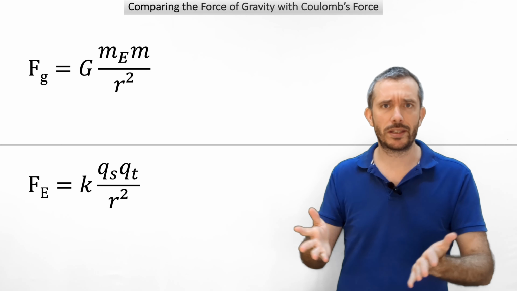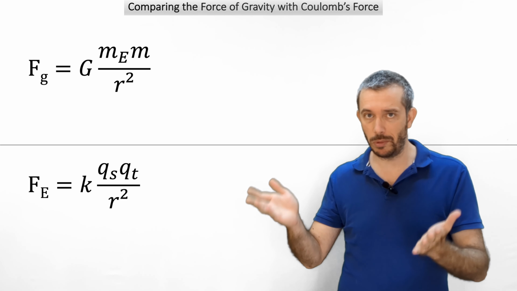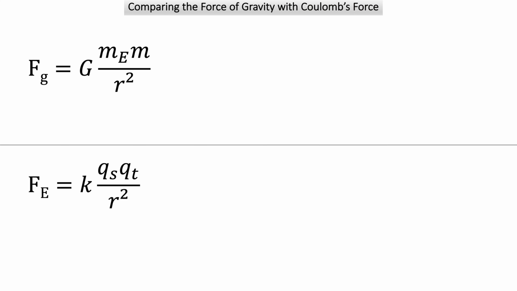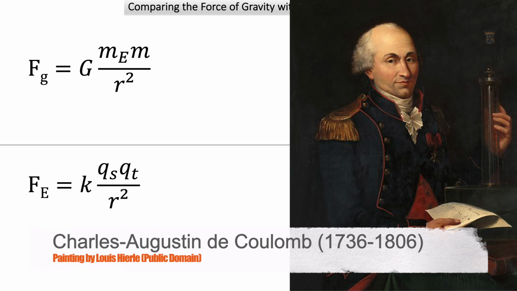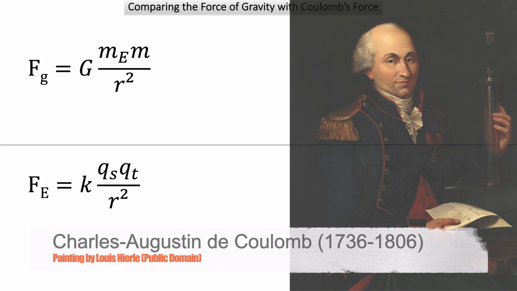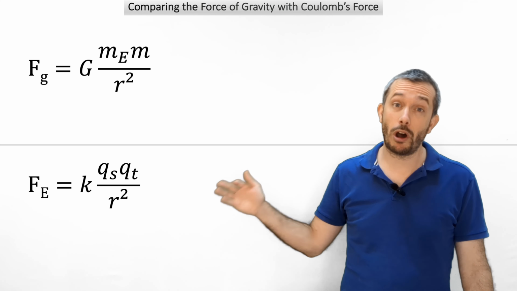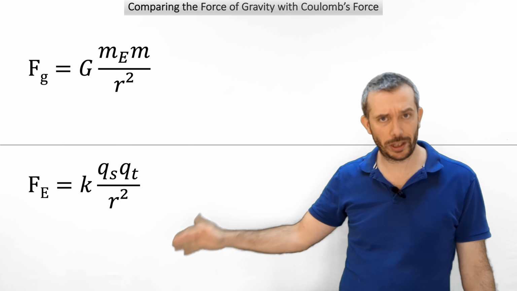There are two laws in physics that look extremely similar. We have Newton's law of universal gravitation, which describes the attraction between two objects due to gravity. And then we have Coulomb's law, which describes the attractions of two charged particles due to the electrostatic force. They don't only look similar in their magnitude form, but also in their vector form.